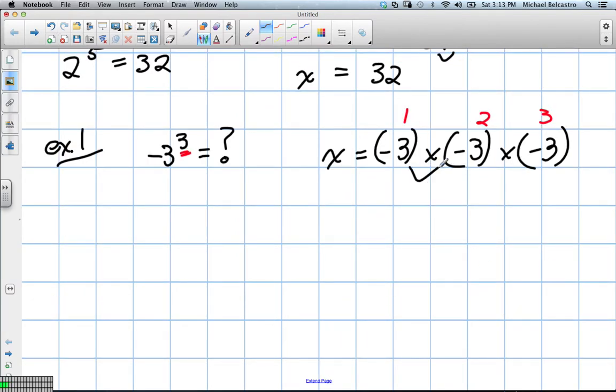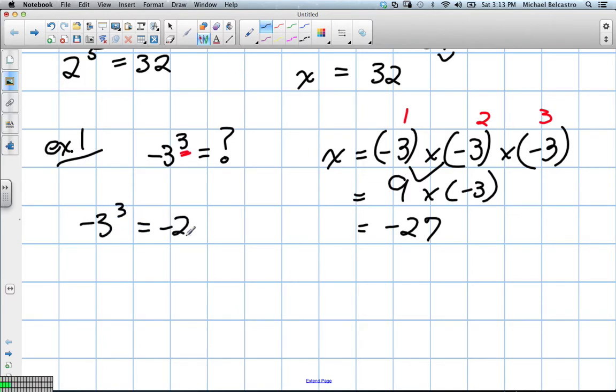Now let's equate this. What is negative 3 times negative 3? That would be positive 9. Positive 9. So now we have positive 9 times negative 3, which is equal to negative 27. That's right. Therefore, x is equal to negative 27. Exactly. And I'm going to write it like this. Negative 3 to the power of 3 is equal to negative 27, which is also equal to x. All of those things are equal. It's like writing a sentence in English. We just write it with symbols instead.